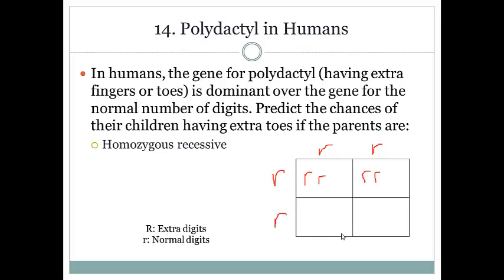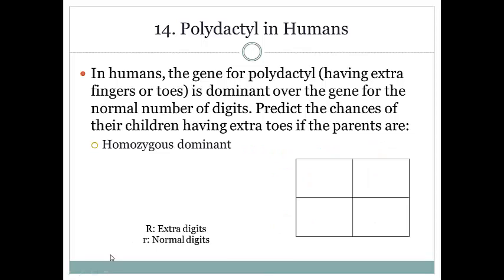Again, two little r's, and we can kind of predict what's going to happen here. These are all going to be little r's. So that means that 100% of their children will also be homozygous recessive. In other words, they all have the normal number of toes. So the chances of their children having extra toes is 0% because they are homozygous recessive.